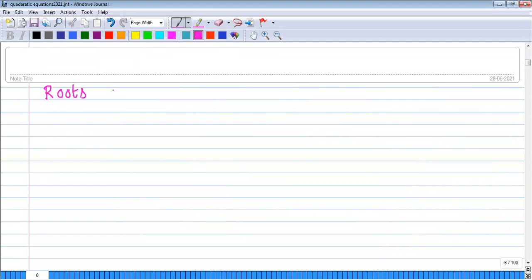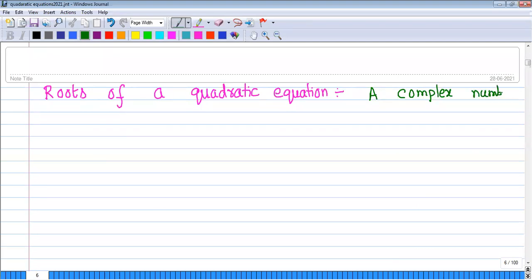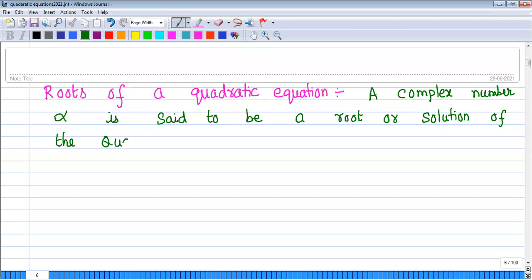Roots of a quadratic equation. A complex number alpha, this is one of the Greek alphabets, even beta also we can consider, is said to be a root or solution of the quadratic equation.